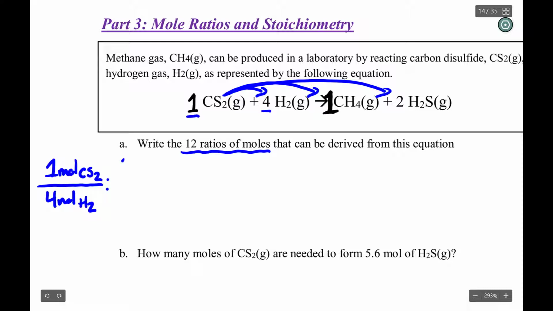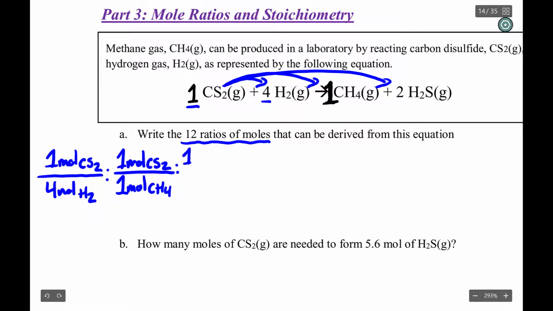Now, I could also say for every 1 mole of CS2, I need to react that with 1 mole of CH4. Or I could say for every 1 mole of CS2, it will produce 2 moles of H2S. So there's my first 3 out of the 12 ratios. Now the next thing I could do is I can compare H2 to the other 3 species. So I could compare H2 to CS2, H2 to CH4, or H2 to H2S.